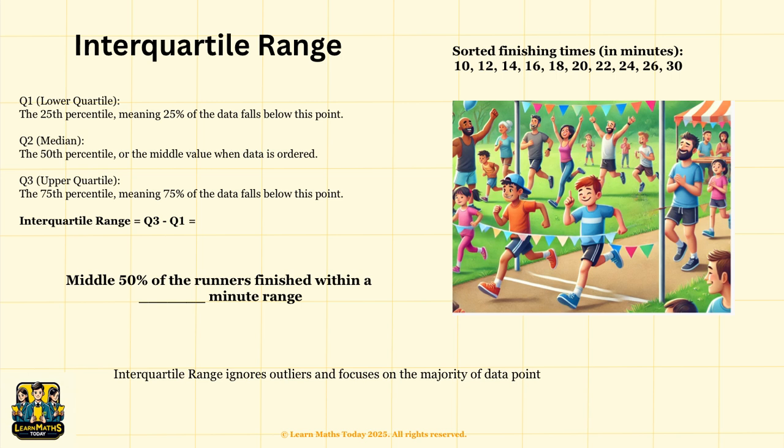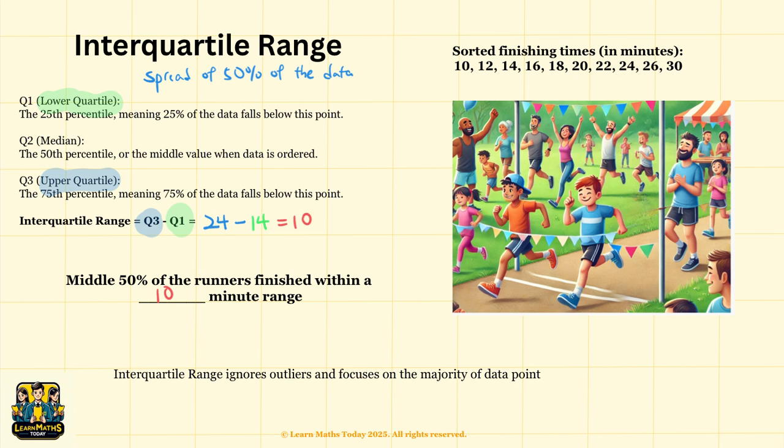Now, let's move on to the interquartile range. This is basically measuring the spread of the middle 50% of the data. And we can simply evaluate this by taking the upper quartile, also known as the 75th percentile, minus the lower quartile, also known as the 25th percentile. In this case, we have the upper quartile, which is 34, minus 14, equal to 10. This means that the middle 50% of the runners finish within a 10 minute range.